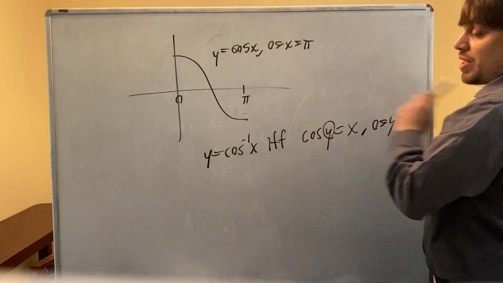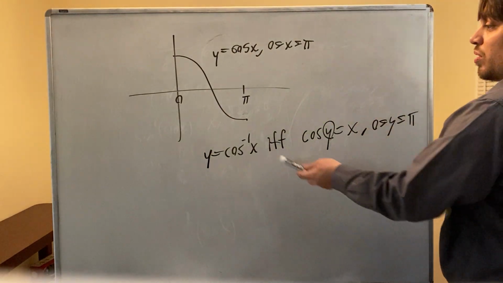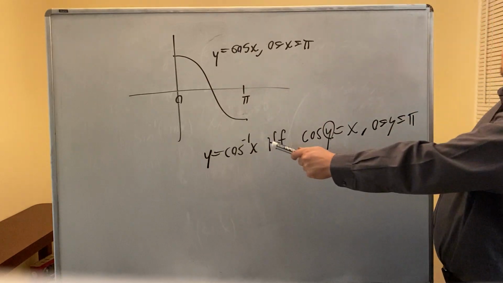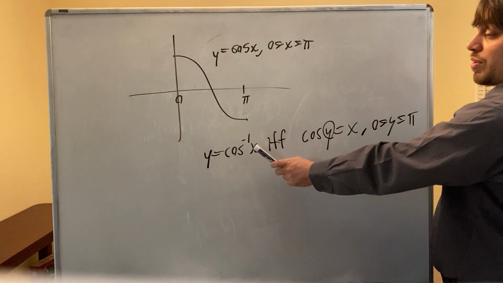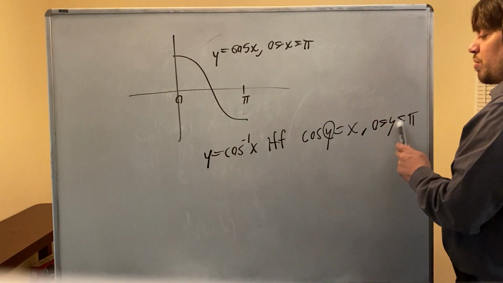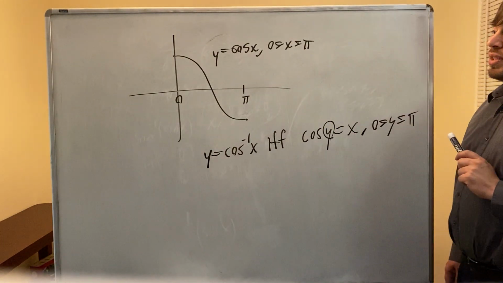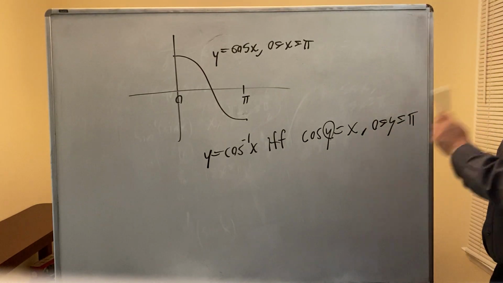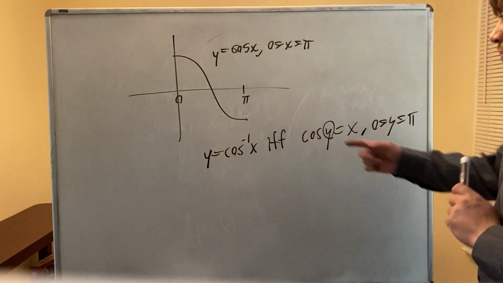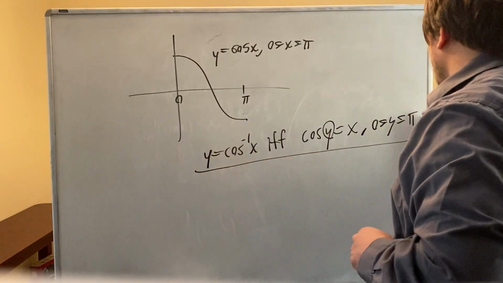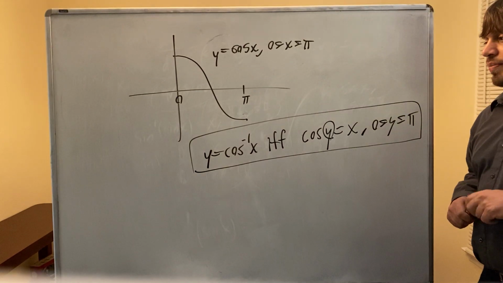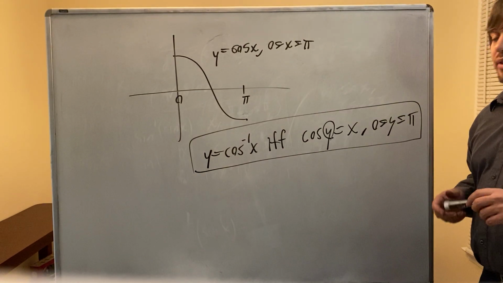X is the input for cosine inverse. So now the role of x has changed. While here x was the input of cosine, it's not the input of cosine now. Now it's the input of cosine inverse. Y is the input of cosine, which means y is what takes the values from 0 to pi for that cosine. Make sense? For that reason, that's the restricted cosine function. So this is our definition of cosine inverse. This is the definition of the cosine inverse function, right from the definition of an inverse of a function.